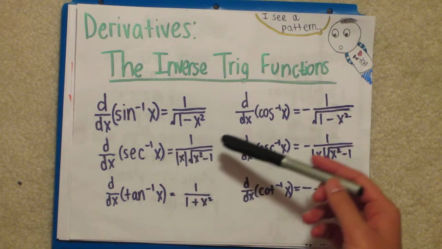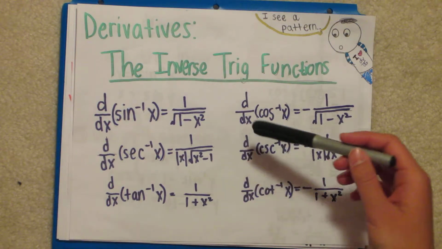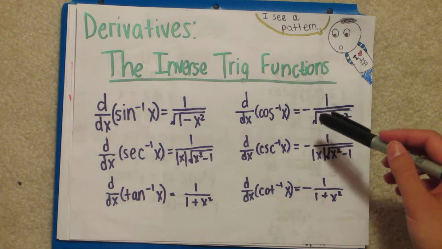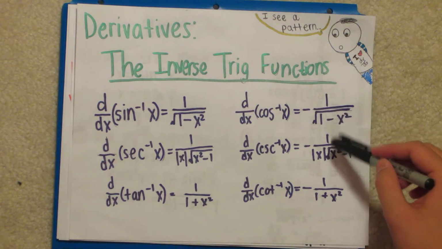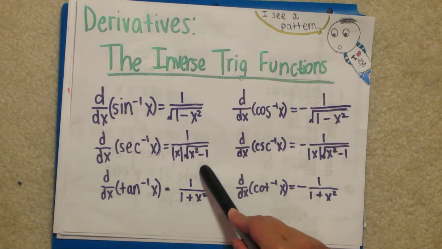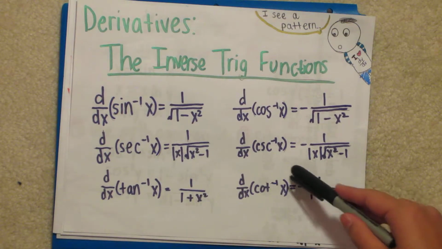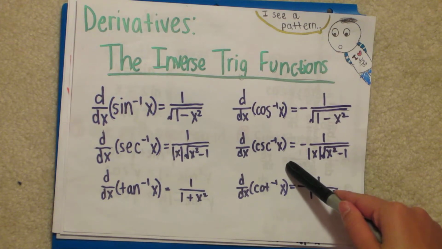For inverse sine, it's 1 over the square root of 1 minus x squared. For inverse cosine, it's negative 1 over the square root of 1 minus x squared. For inverse secant, it's 1 over the absolute value of x times the square root of x squared minus 1. For inverse cosecant, it's negative 1 over the absolute value of x times the square root of x squared minus 1.